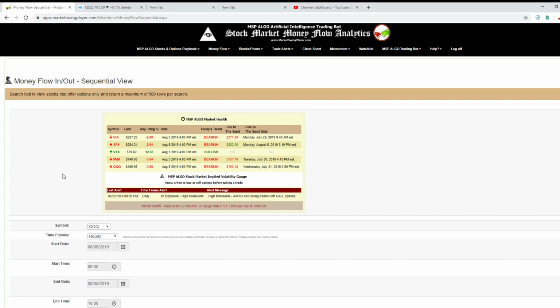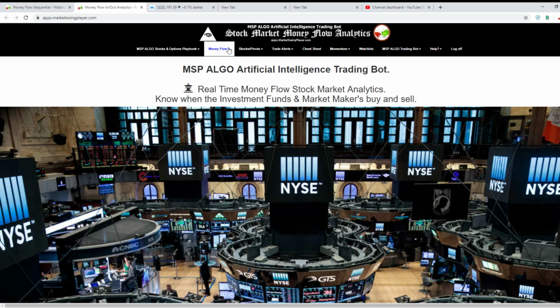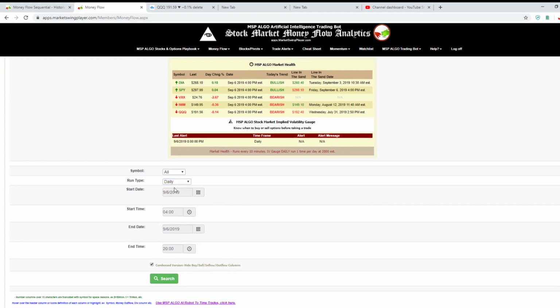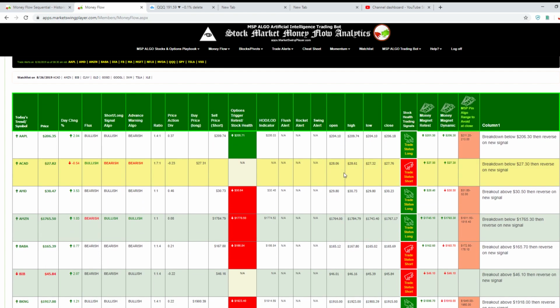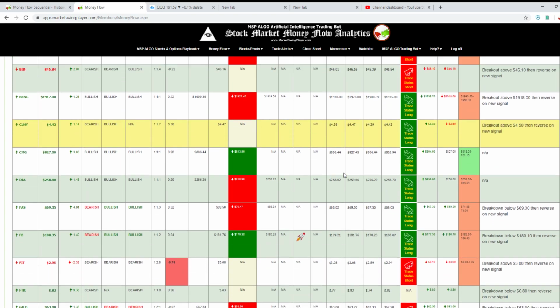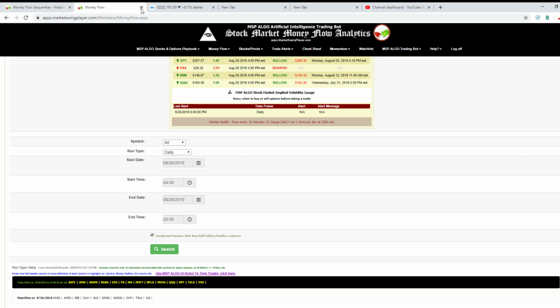Okay, so now I'm at the MSP application here, and we have what we call the Money Flow Sequential Historical View. Initially, we just had the Money Flow view, and I'll show you a quick look at that. Alright, so this is the money flow view, and it pretty much totals everything and puts it in one lump sum per stock.